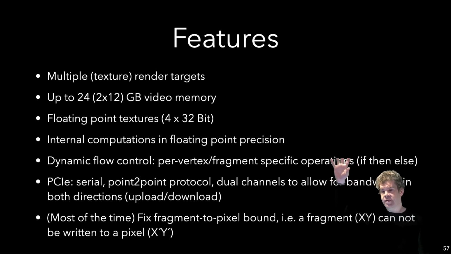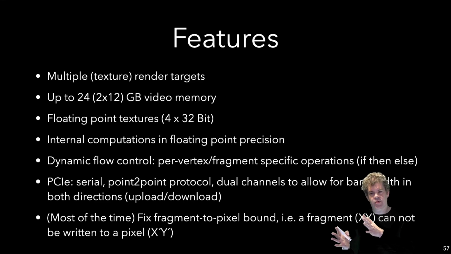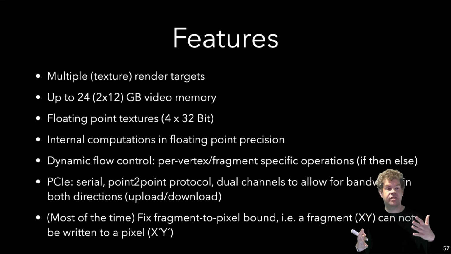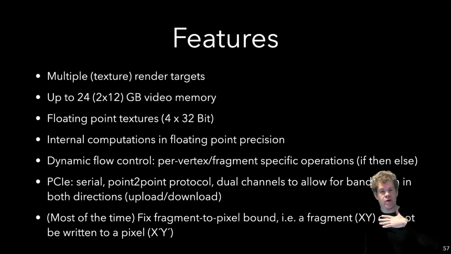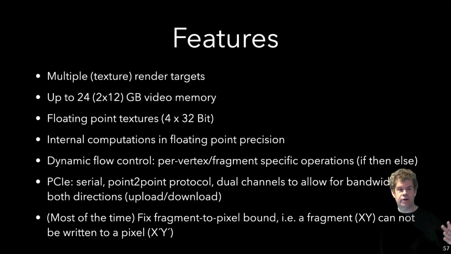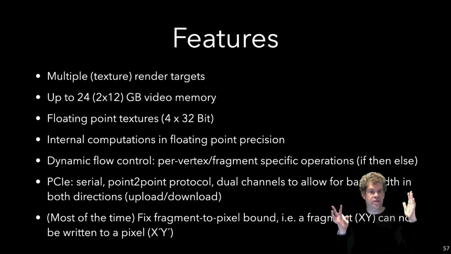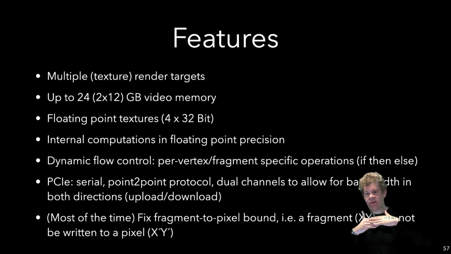We got multiple texture render targets. What's a texture render target? Why do I suddenly talk in graphics terms here, where previously I was talking about compute terms? Well, after all, this thing is a graphics card, right? So what this means is, if I want to write data out, I generally write into textures, either the frame buffer or an off-screen texture, but it's generally a texture.